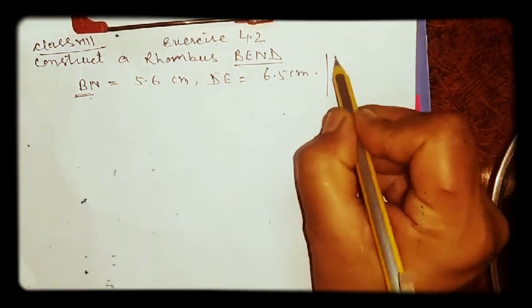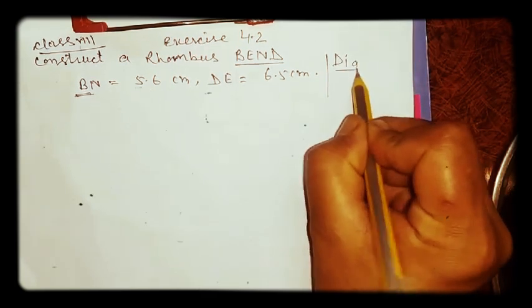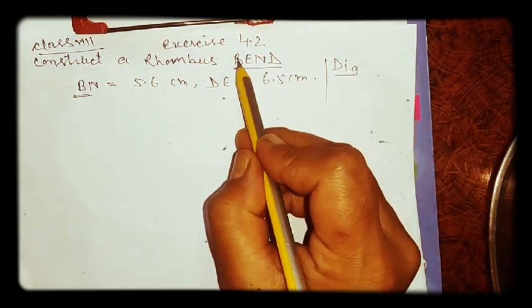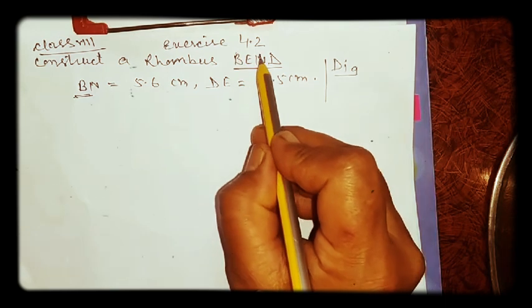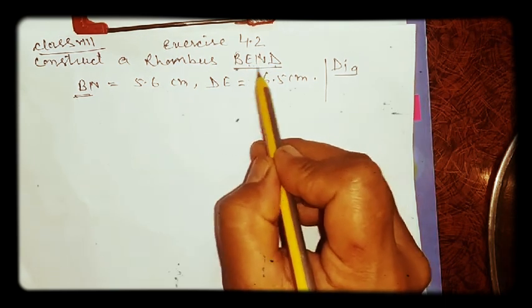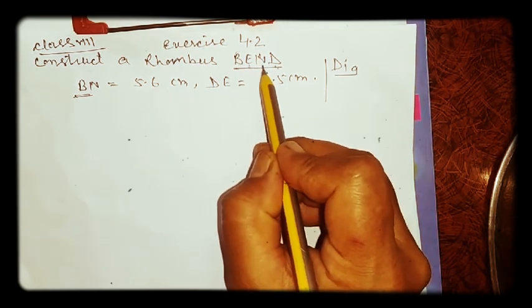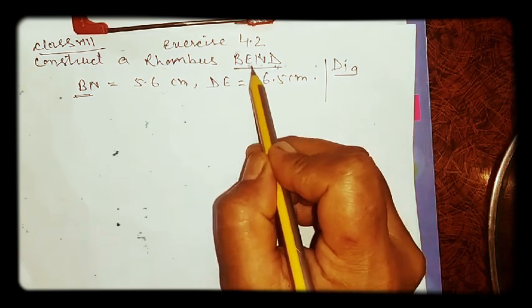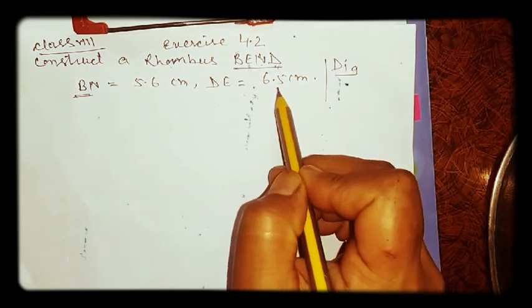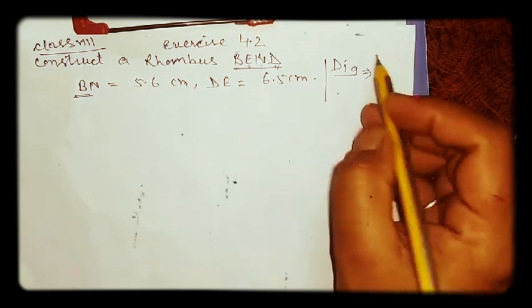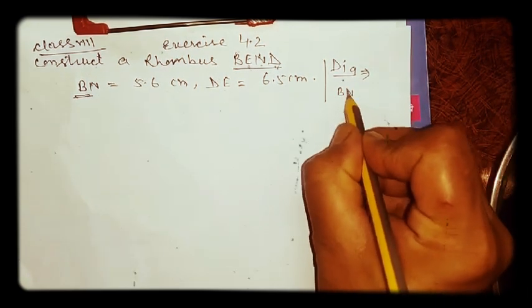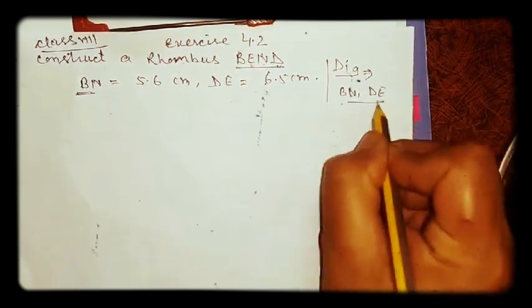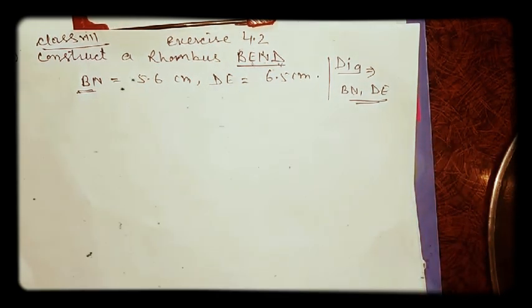देखिए diagonals दिए हुए हैं. As I told you, if they are jump B and N, BN is one diagonal and ED ये jump में है, means one skip हो रहा तो ED, तो it is DE or ED 6.5 centimeter. We have given two diagonals, that is BN and DE. तो diagonals are given. Now how we will construct it?